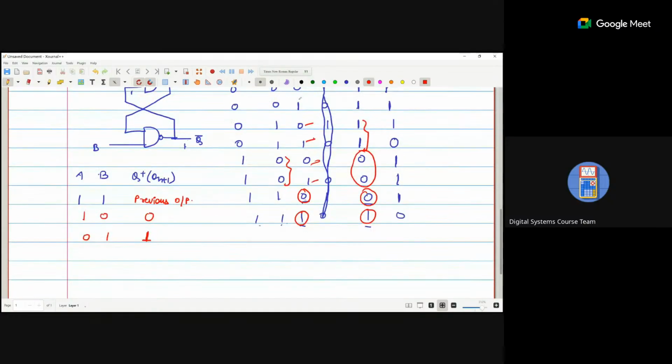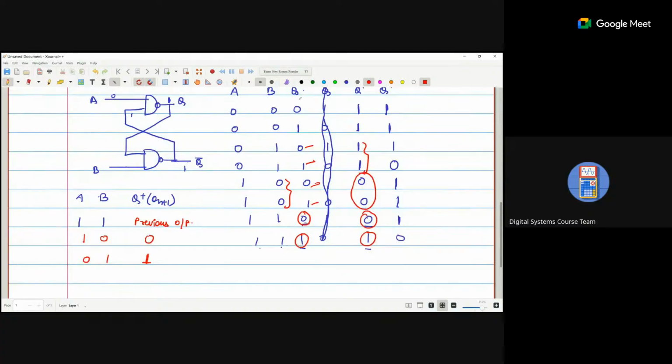Now, the problem is when you apply both inputs as 0, either you apply 0 and 1, your both outputs will be 1. Okay, and we know that Q and Q bar both are complement to each other. So it is not possible that both outputs will be same. So when you apply 0, 0, both outputs are 1. So I just say that this is the invalid condition, or we can say logic high.